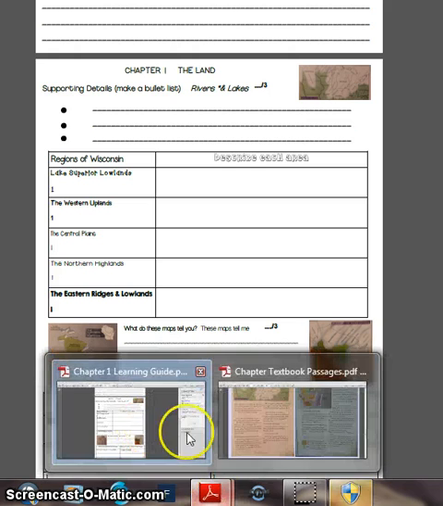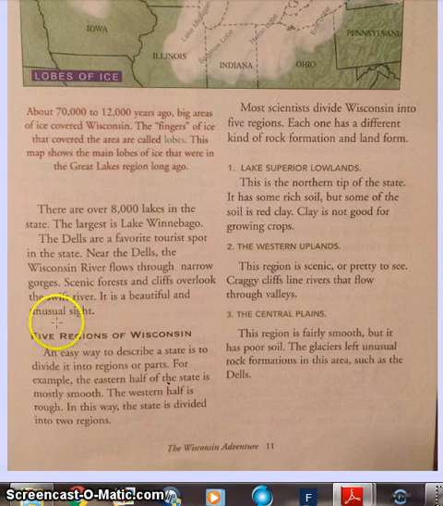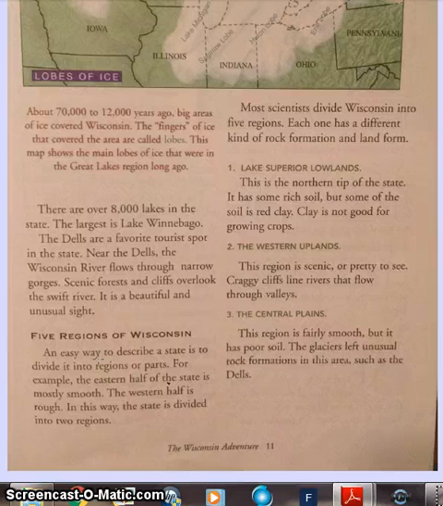So let's go back to our text so we can start reading. We're here on page 11 where it says 5 regions of Wisconsin. An easy way to describe a state is to divide it into regions or parts. For example, the eastern half of the state is mostly smooth. The western half is rough. In this way, the state is divided into 2 regions. Most scientists divide Wisconsin into 5 regions. Each one has a different kind of rock formation and landform.